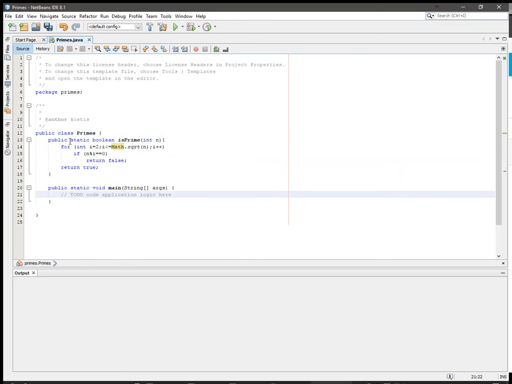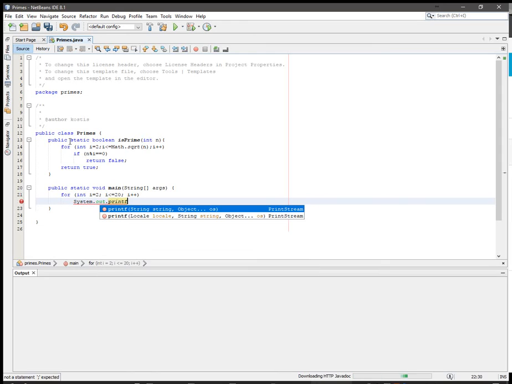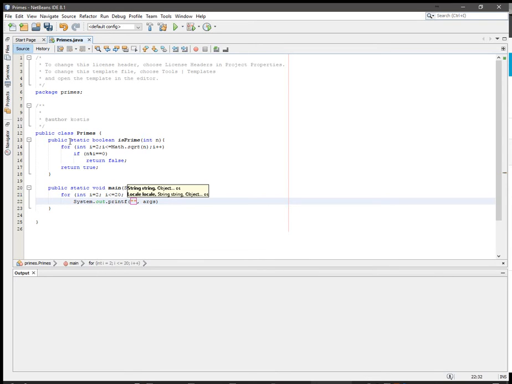Let's go into the main function and try to present our results. So from 0, no, we won't begin from 0. I will try to print out all the prime numbers from 2 to 20, including 20. So here I'm gonna do System.out.printf and the number here, the integer, and whether or not it is prime.